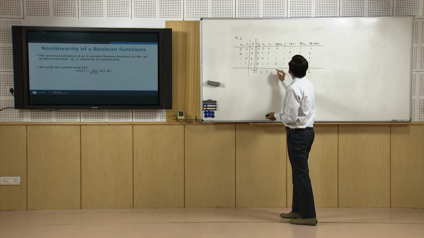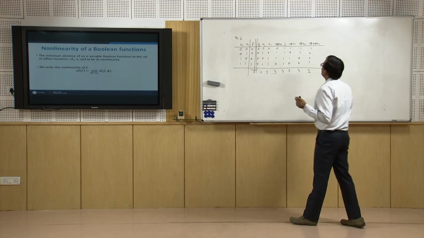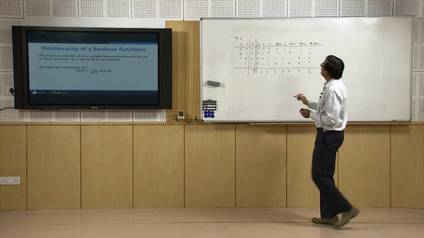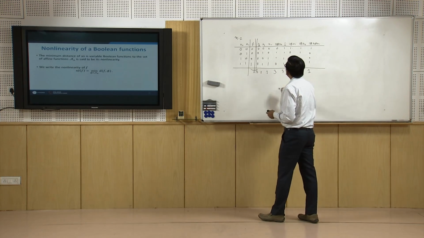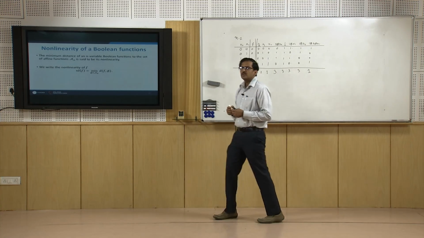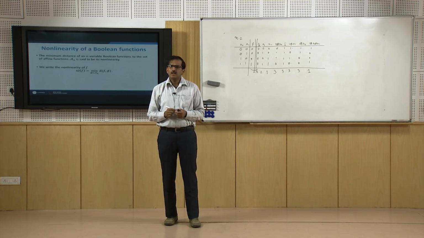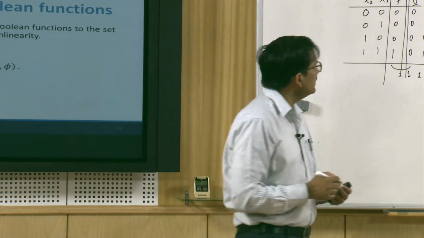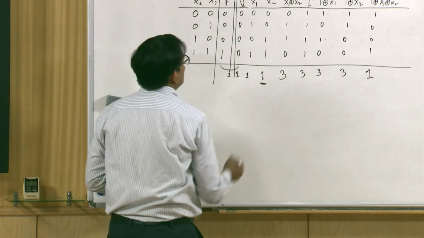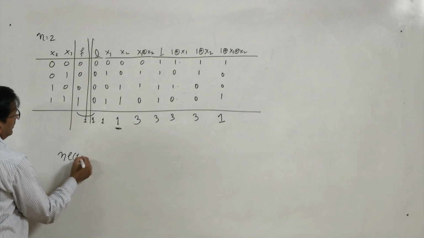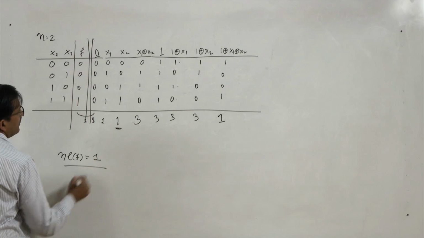So, it is 3. So, there is a pattern like this, and this is what I am doing, and these are all the, here the distance is 1. So, these are all the affine functions. So, if we try to compute the nonlinearity, nonlinearity is the minimum distance as this. So, nonlinearity of the function f is going to be 1.